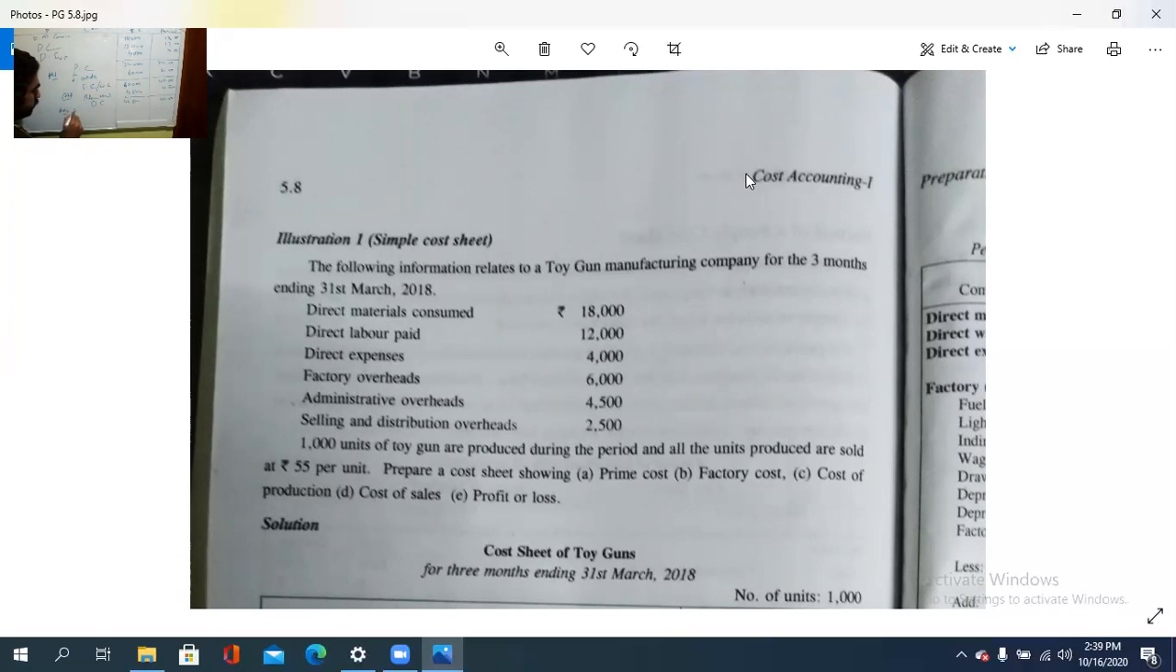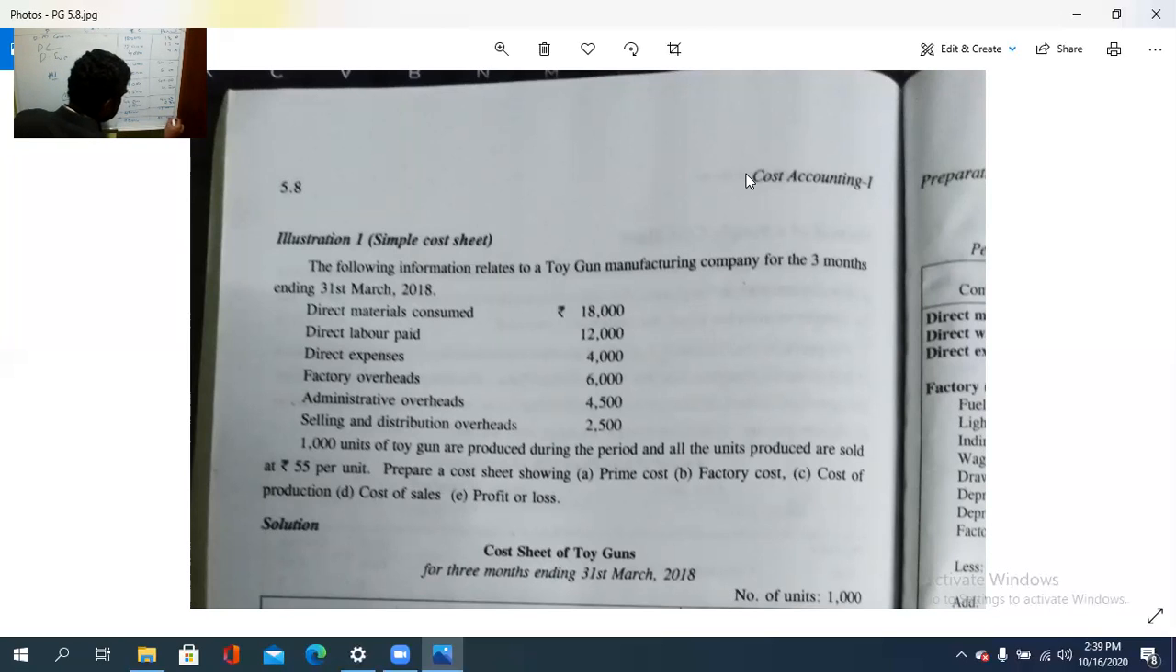There is no adjustment item. So selling and distribution overheads, how much is it? 2,500. So 44 plus 2 is 46,500, plus 2,500 is 47,000. Then this is the cost of sales or total cost. Then what else is there? Sales is there. How much? 1,000 into 55, so 55,000.